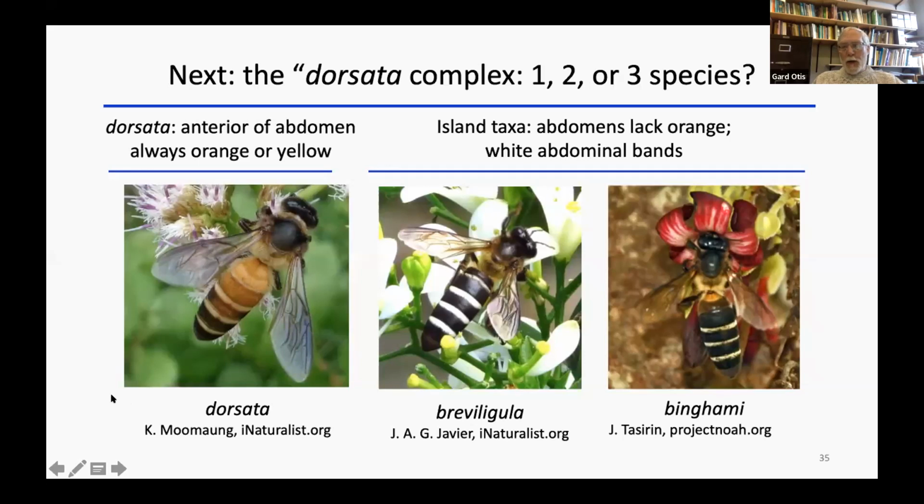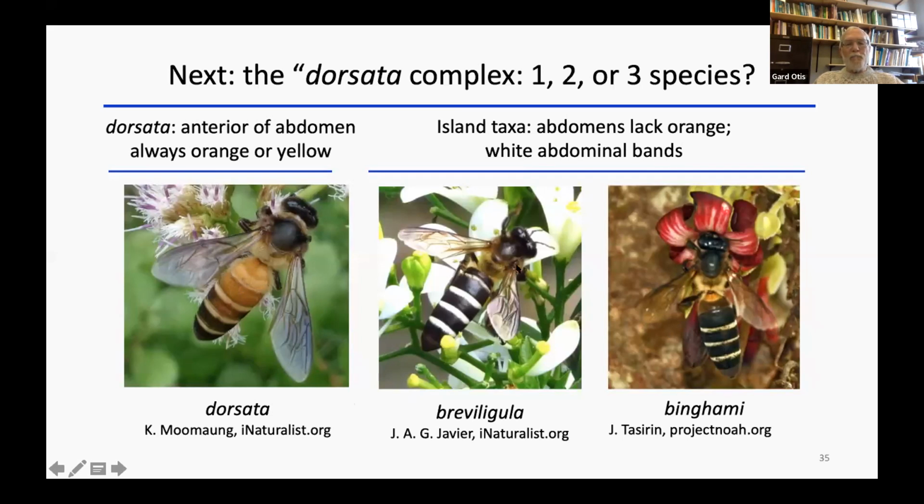So I think from what we've presented so far, I suspect you're all in agreement now that Laboriosa is a distinct species from the members of the Dorsata complex. But what about the Dorsata complex itself? We have these three different forms: mainland Asia, Philippines, and Sulawesi, Indonesia. As I mentioned before, it's easy to identify Dorsata with the orange or yellow on the abdomen, as opposed to these black abdomens with white bands.